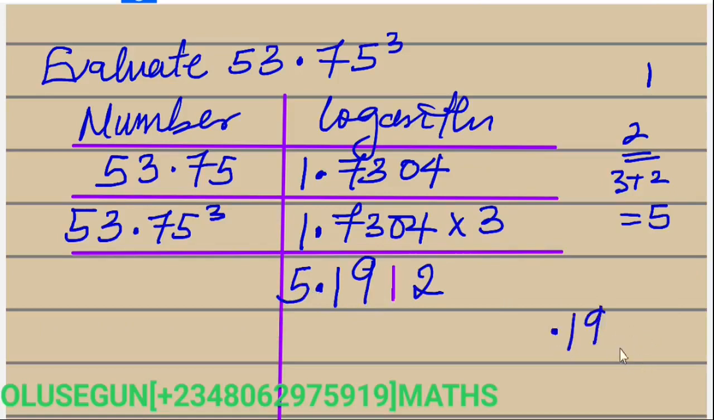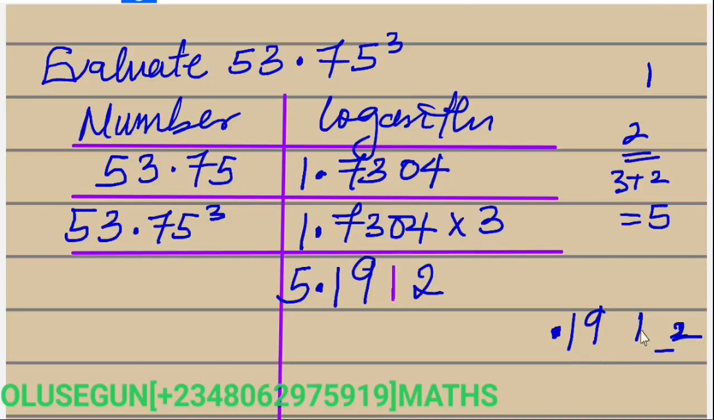0.19 under 1 difference 2. You have seen how to find the antilog in the previous video I did. The antilog of 19 under 1 difference 2.